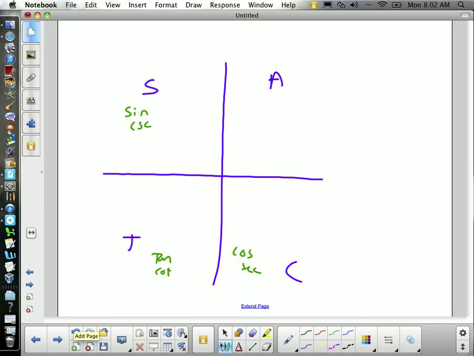Next one, cotangent is negative and tangent is negative. Well, cotangent and tangent always have the same sign, don't they? Cotangent is negative in these 2 quadrants, tangent is negative in these 2 quadrants. We have 2 solutions. Quadrant 2 and quadrant 4. And it does say which quadrant or quadrants can that happen.